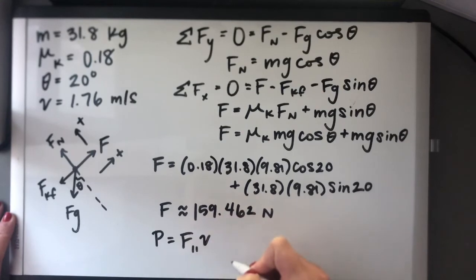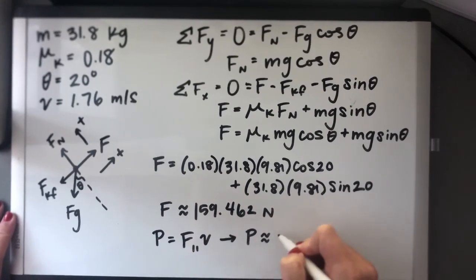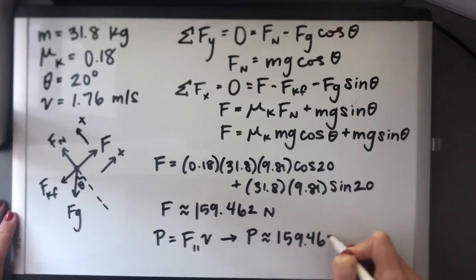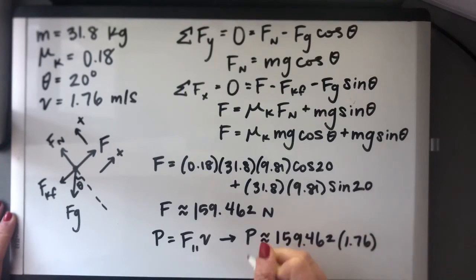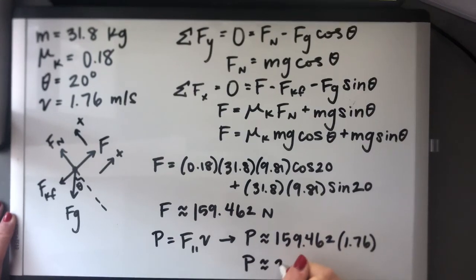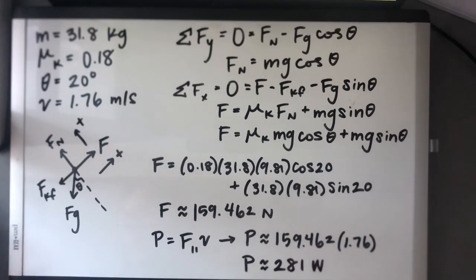And then in order to find the power from the winch, we're going to go ahead and multiply that parallel force by the velocity. In this case, that means power is approximately equal to 159.462 times the value we were given for the velocity, 1.76. So power is approximately equal to 281 watts, and that's rounded for sig figs.